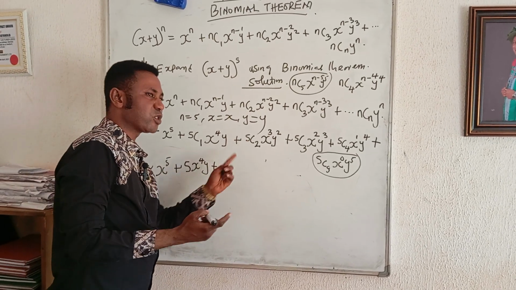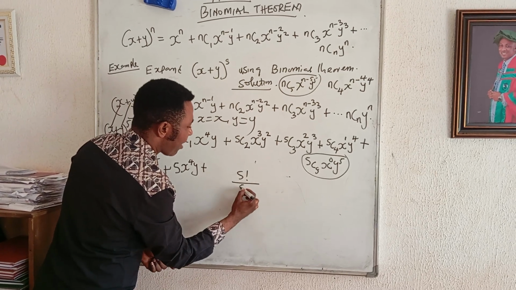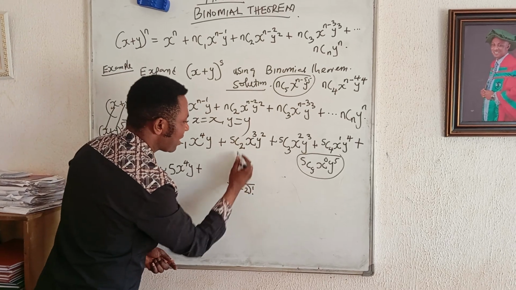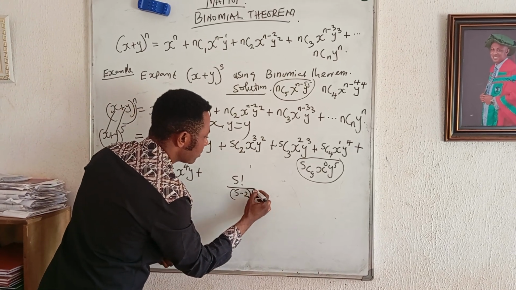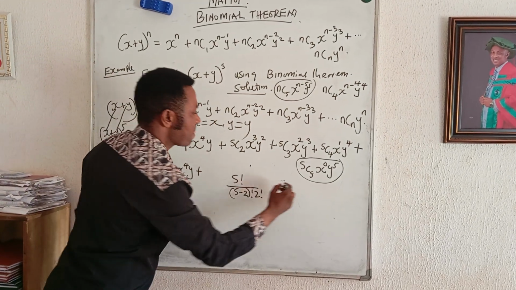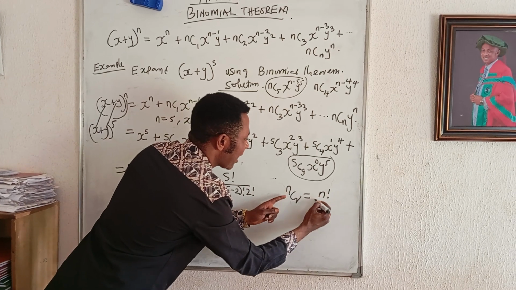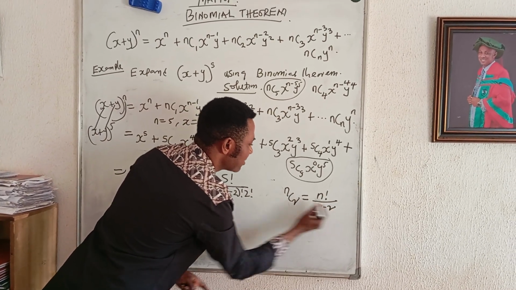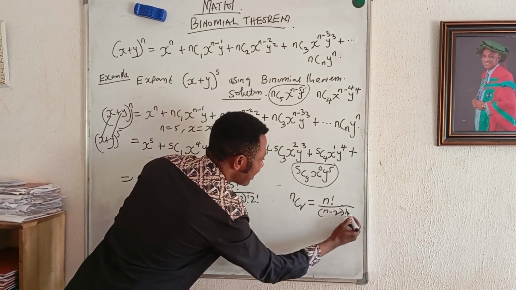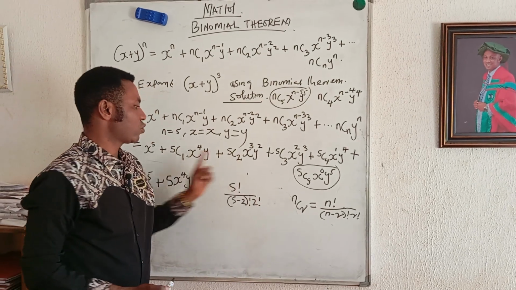Look at this one, 5 combination 2. What is the meaning? It means 5 factorial all over 5 minus 2 close bracket factorial. Then what? The 2, this one, 2 factorial. The general case is what? N combination R, which is N factorial all over N minus R factorial, then R factorial. My N is 5, our R is 2. That is what we are using.